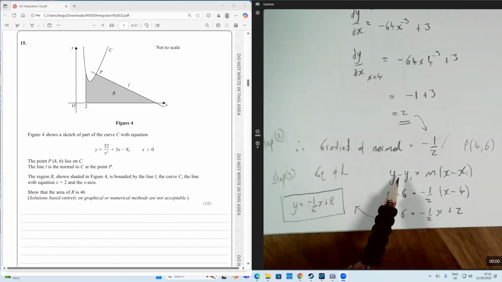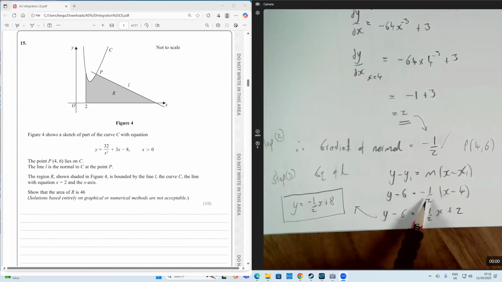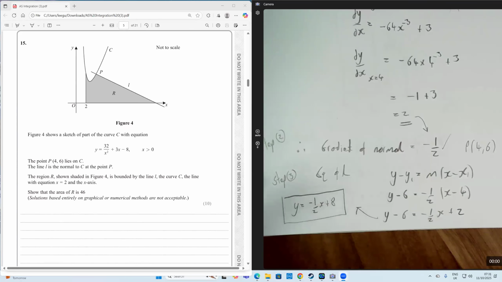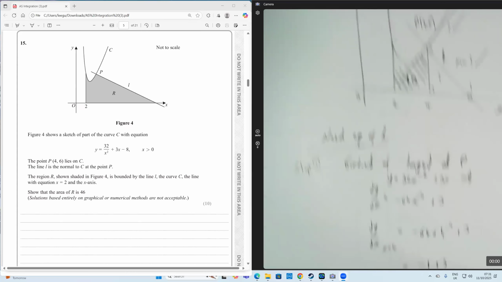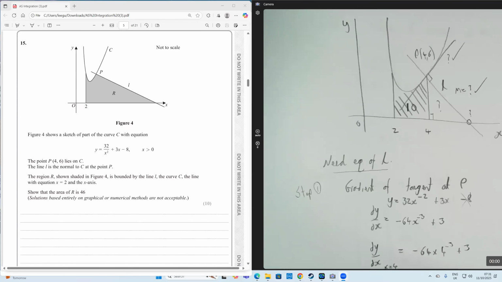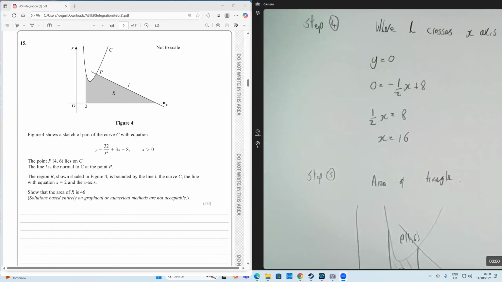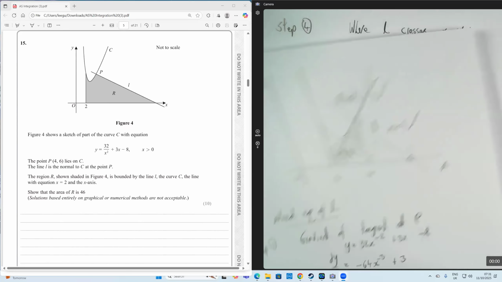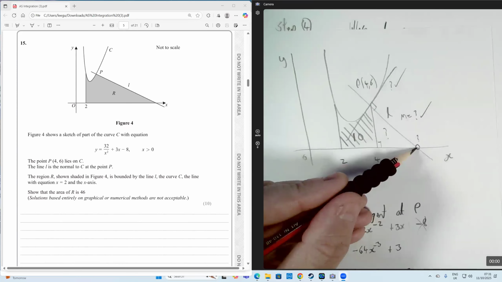So y minus 6 is equal to minus a half times x minus 4. Sub all of that in, and we've got the equation there of L is y is equal to minus a half x add 8. So that's great. We're really getting close now to being able to solve this. So step 4 then, or as I've called these little steps in finding the area of the triangle, is where does L cross the x-axis? Okay, this is the key point that we need.